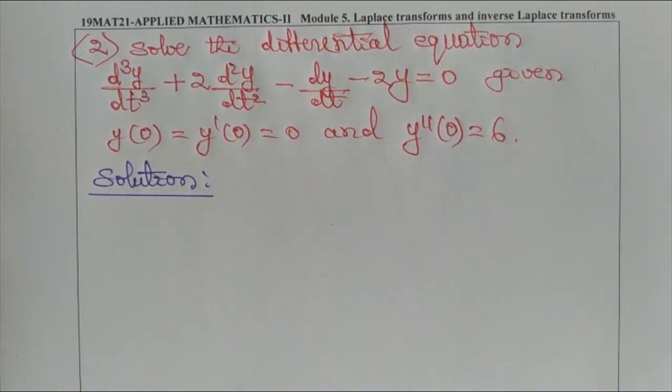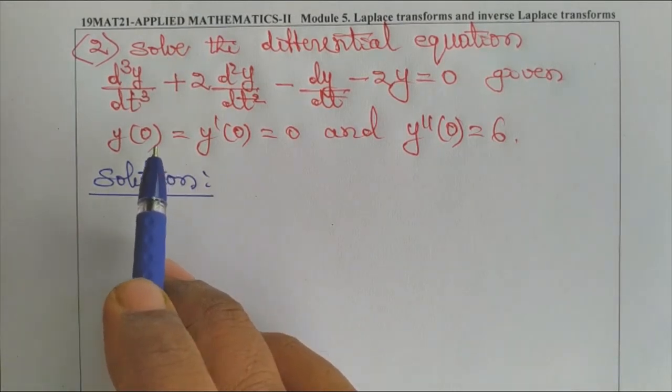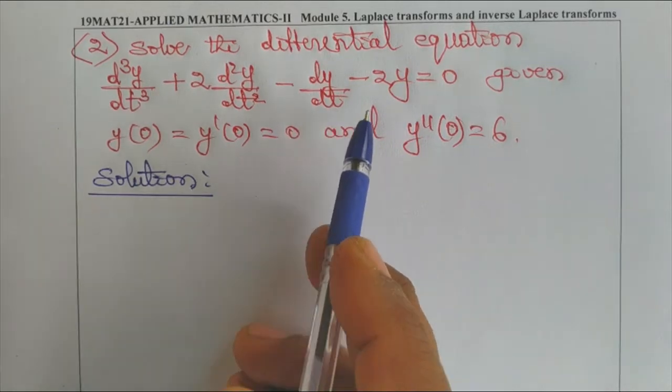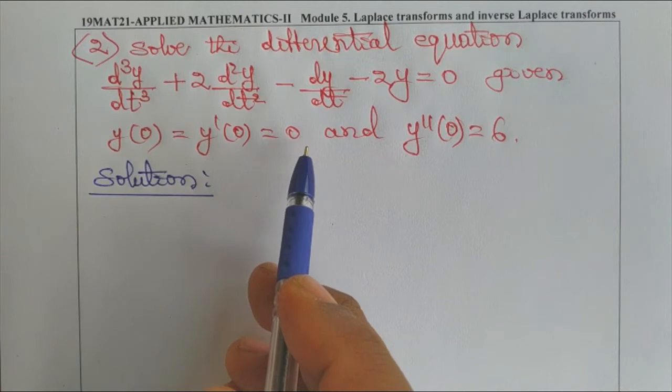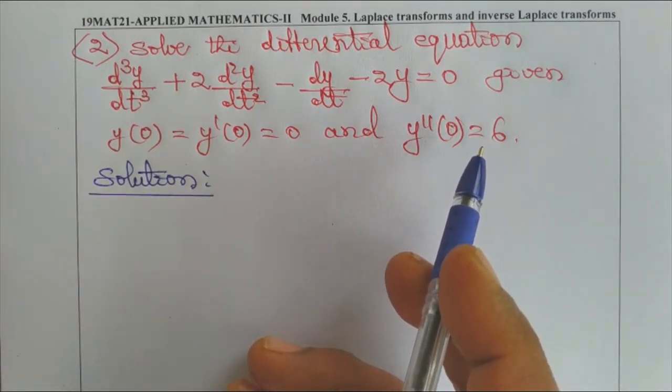Okay. Next problem is solve the differential equation d cube y by dt cube plus 2 into d2y by dt square minus dy by dt minus 2y is equal to 0. Given y of 0 is equal to y dash of 0 is equal to 0 and y double dash of 0 is equal to 6. Now how to do this one?